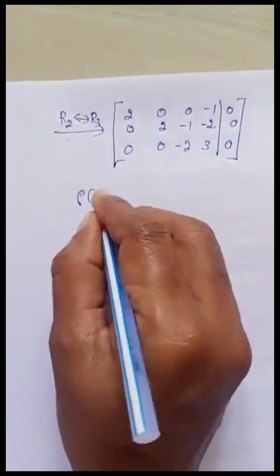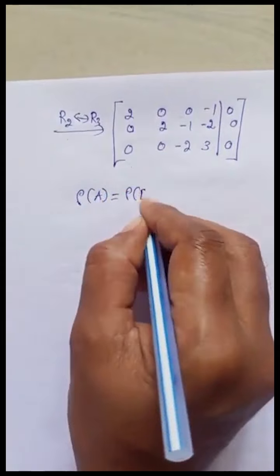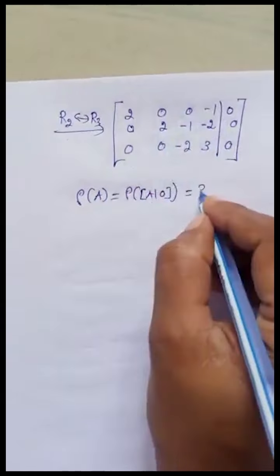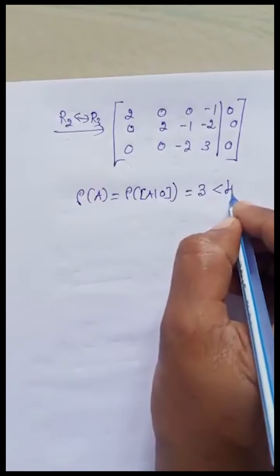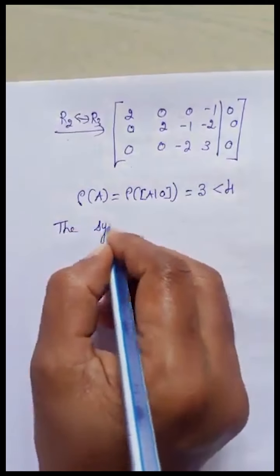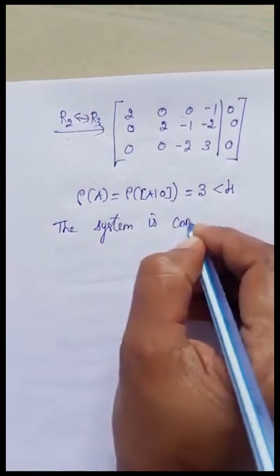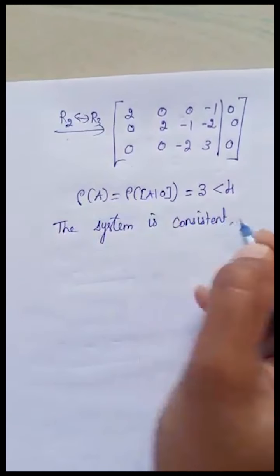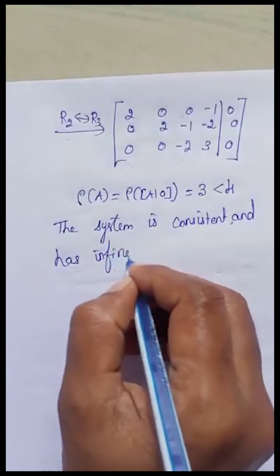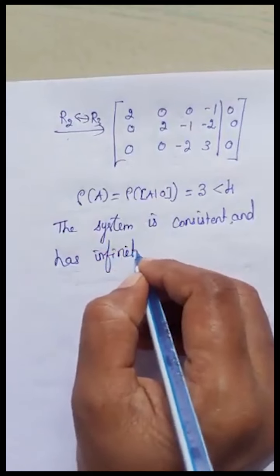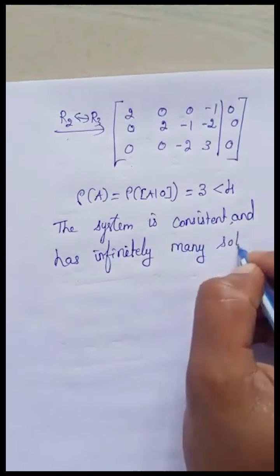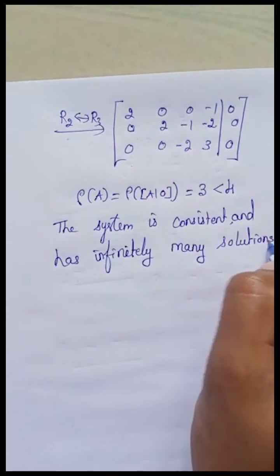Now from this it is understood, rank of A is equal to rank of A bar, which is equal to how much? The number of non-zero rows is 3. But our number of unknowns is 4. So this is less than 4. So I can write the system is consistent. It has a solution, but that is infinitely many solutions. Or even you can write, non-trivial solutions. Okay. Many solutions.